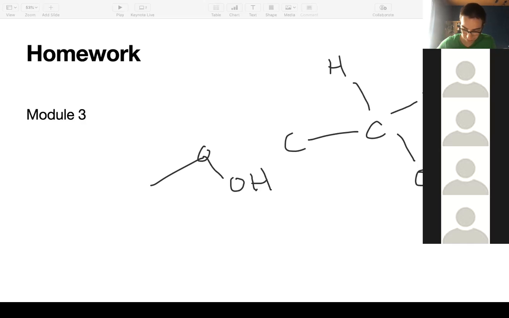Oh, because do you mind if I show you what I did? Go ahead. Let me just draw it out really quick. Where's the option? Annotate. Ethyl alcohol. So this is what I did. So what I did was C.